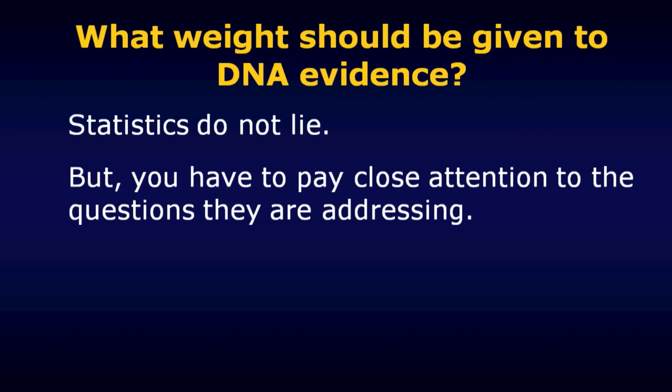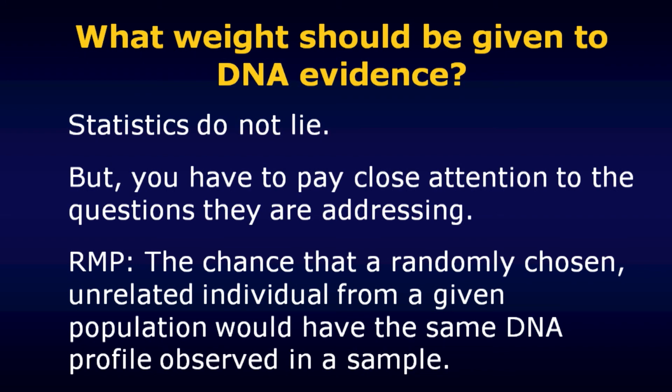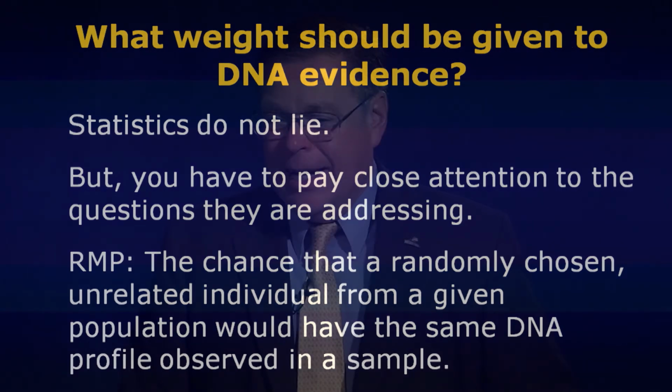Well, right now we're talking about what's the chance that a randomly chosen, unrelated person might happen to have the same DNA profile that we find associated with an evidence sample, all right? In a nutshell, that particular question is known in forensic DNA profiling circles as the random match probability, or often abbreviated just RMP. And again, I have on that slide the specific language associated with the random match probability. It's the chance that a randomly chosen, unrelated person, from a given population, might have the same DNA profile we see in an evidence sample.